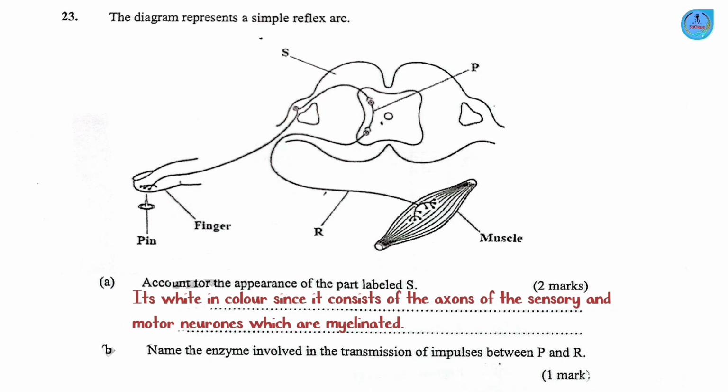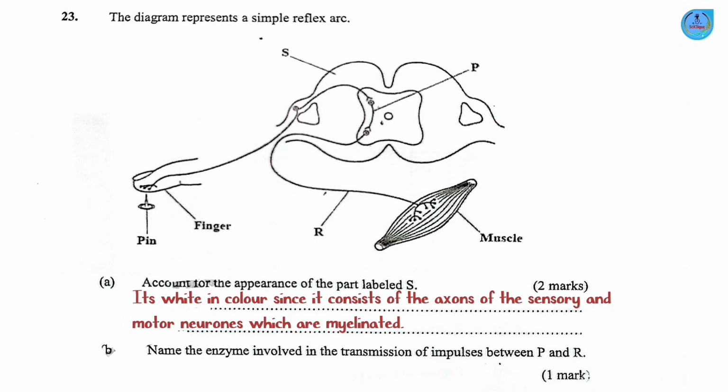Now, myelin sheath is made up of a fatty substance. Fats tend to be lighter in color and also shiny, and that is the reason why the part labeled S tends to be white in color, because it consists of axons of the sensory and motor neuron, which are myelinated, okay, or which have the myelin sheath.